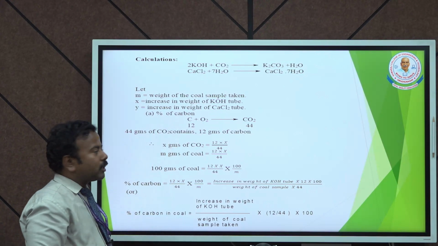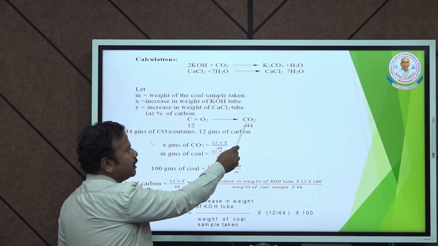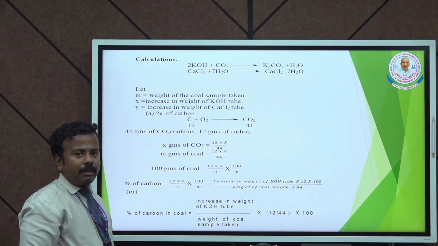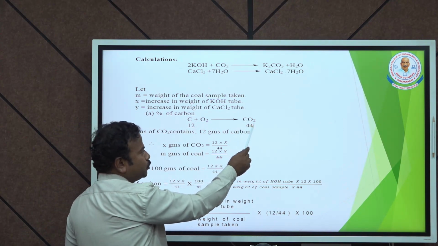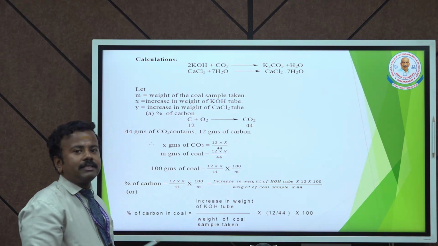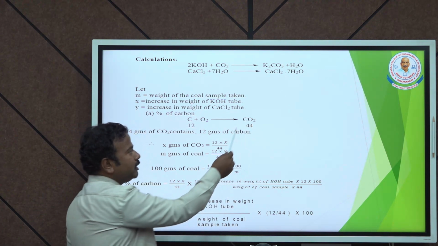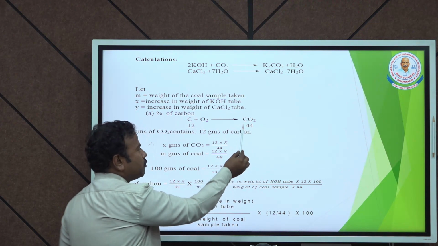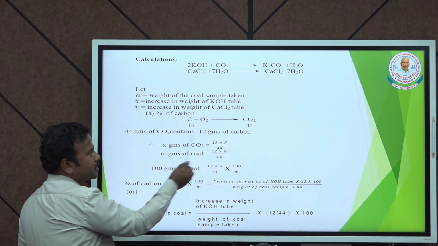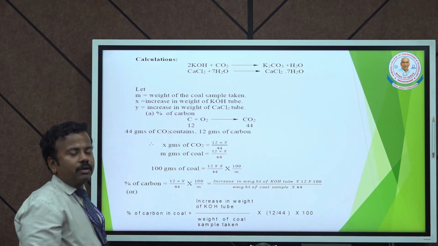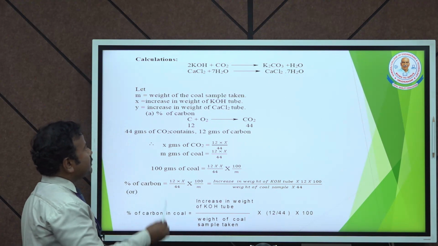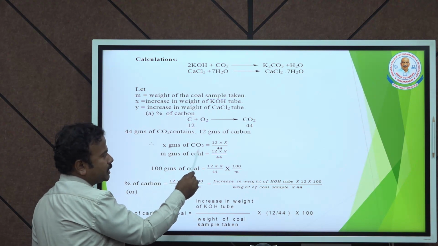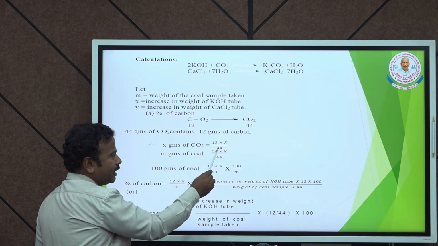Percentage of carbon. Carbon reacts with oxygen to form carbon dioxide. What is the atomic weight of carbon? 12 is the atomic weight. In carbon dioxide there are 2 oxygen atoms, so 16 plus 16 is 32, along with carbon 12, so the total weight is 44. So 44 grams of carbon dioxide contains 12 grams of carbon. Therefore we take X grams, where X is the increase in weight of the KOH tube. So X grams of carbon dioxide contains 12 into X divided by 44.